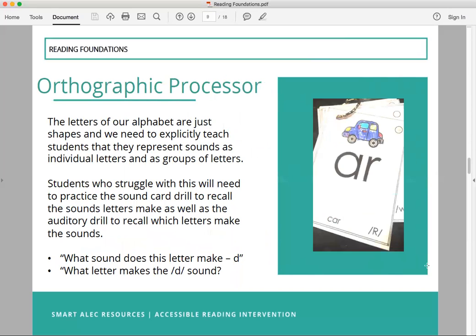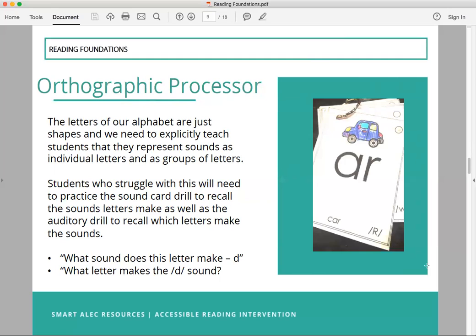Again, just thinking about the letters of our alphabet, they're just shapes. We need to explicitly teach students what they represent. They represent those sounds of our language. Students who struggle with this are going to need to practice what we call the sound card drill, to recall the sounds that letters make. And then also we need to make sure that we're flipping that.